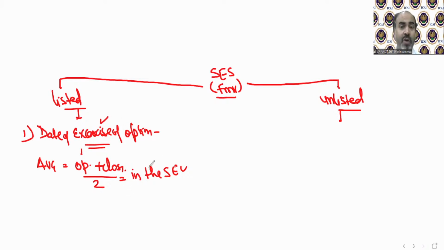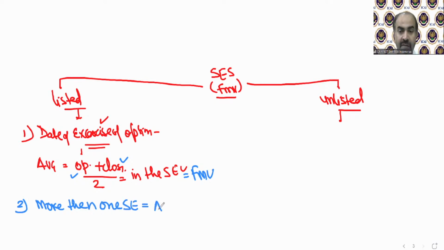The FMV at the date of exercise of option will be treated as your FMV. If the shares are listed, then the average of the opening value and the closing value of that share will be treated as FMV if that share is listed on a stock exchange. But if it is listed on more than one stock exchange, then we need to find the average of the value on that stock exchange on which the trading volume is highest.